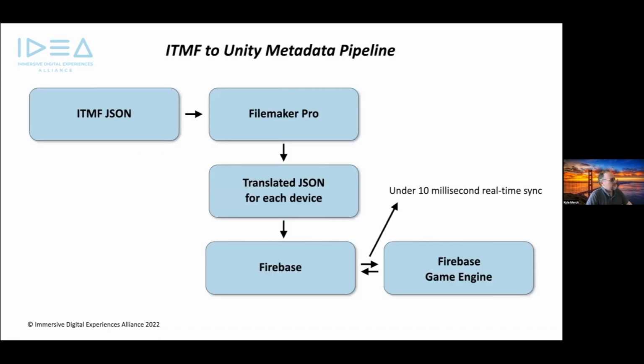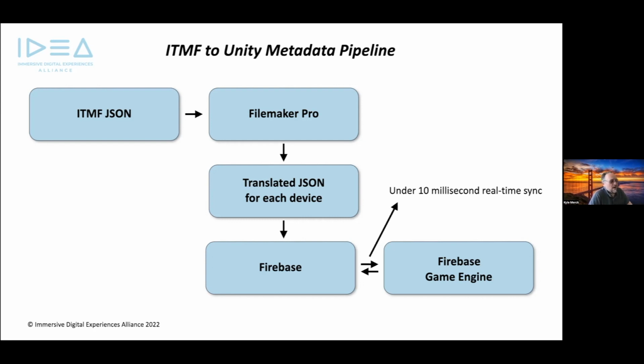As you can see here, we get the JSON coming from the export of the ITMF JSON, and we import it directly into FileMaker Pro. From here, we can manipulate it on a per device and per media basis. The advantage of this, not only is it human readable, is we don't have to go back to the source file to get new JSON. It also allows us to store just the changes that we're going to make instead of an entire string of JSON. Once we get the JSON ready on a per device basis, we can export it, and that translated JSON then gets imported into Firebase, where it syncs with the game engine in less than 10 milliseconds.